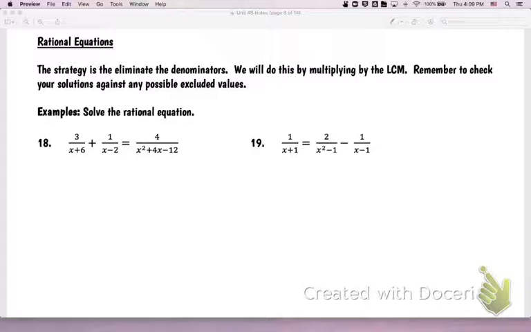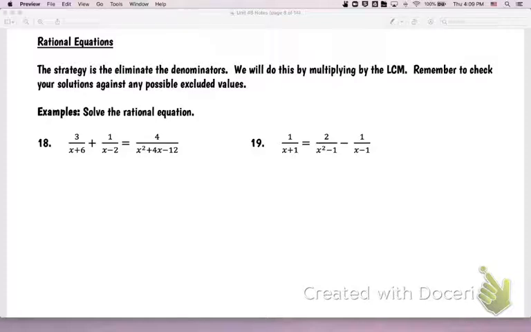Well, with equations, it's different because since we have a left side and a right side, we can multiply by anything we want as long as we keep it balanced. Whatever I do to one side, I have to do to the other. As long as we do it that way, we can do whatever we want. So we don't have to multiply the top and the bottom here, as long as we do it to both sides.